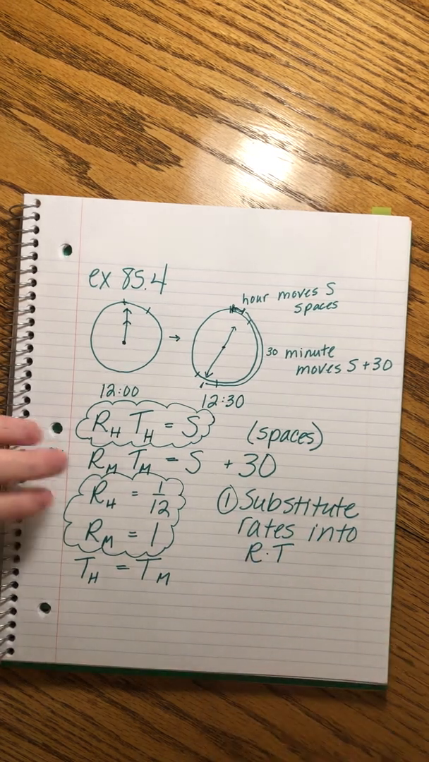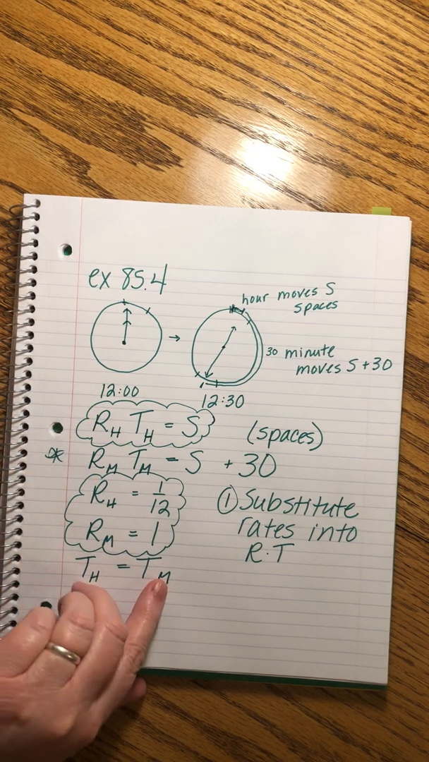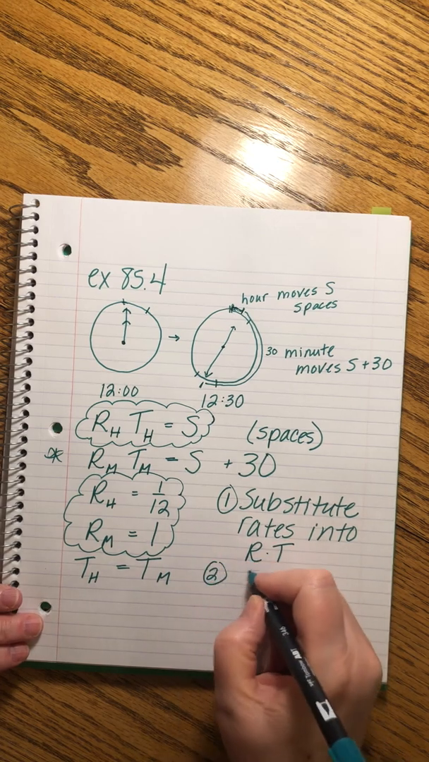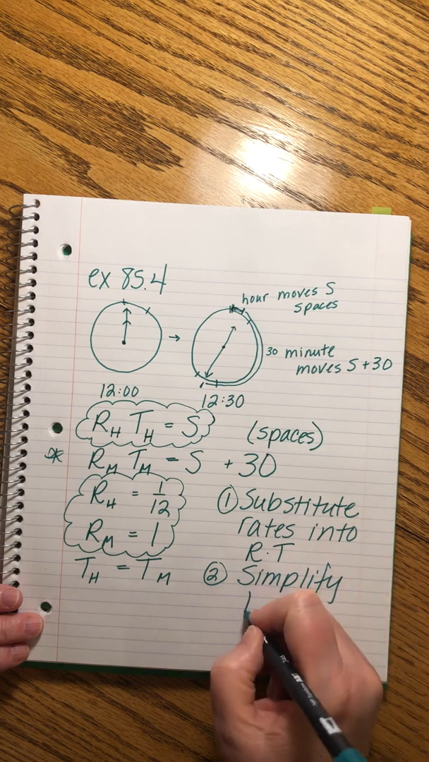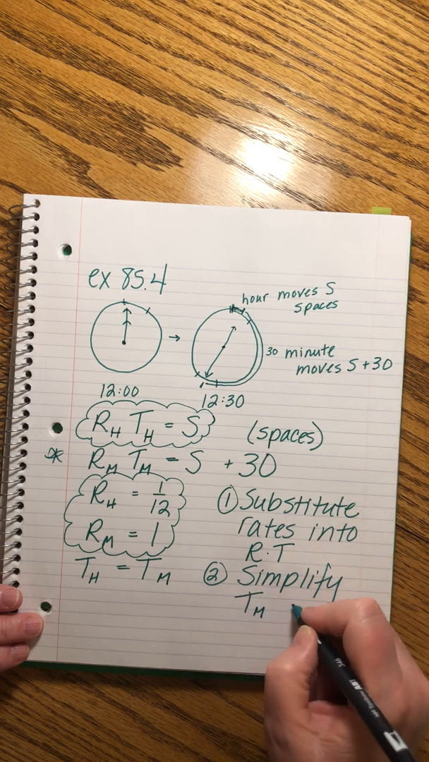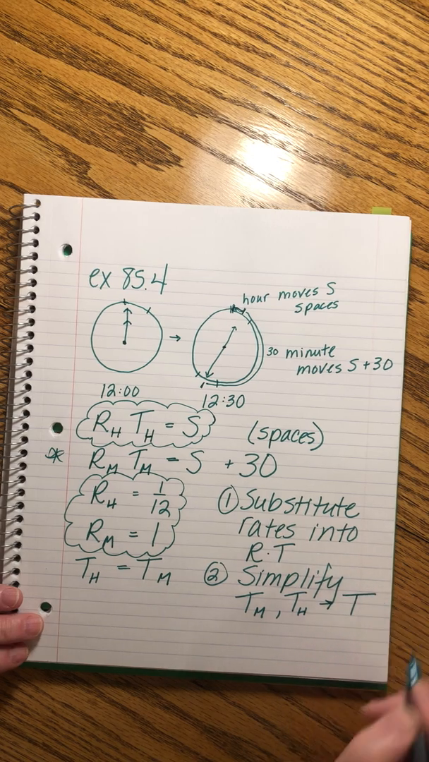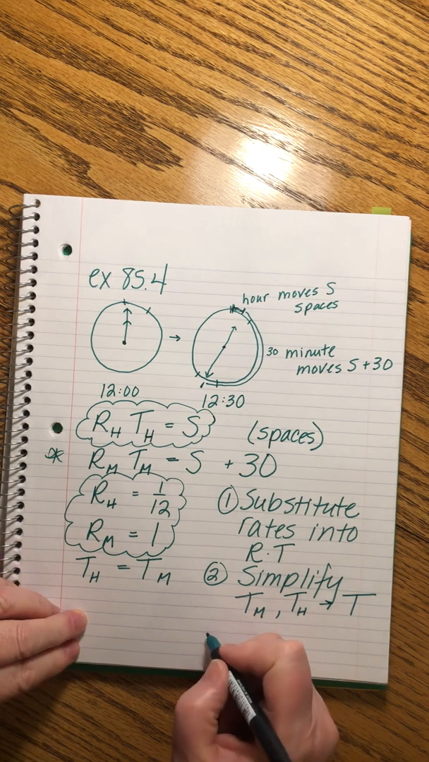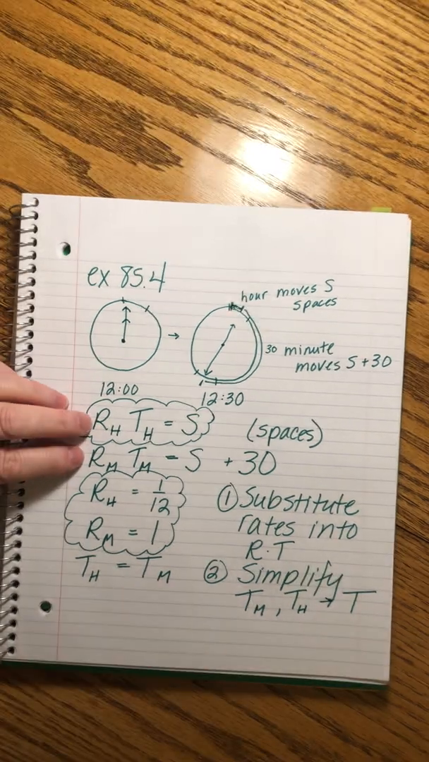All right, so we'll put these 2 rates into these 2. And then because time is equal, we can simplify the time of the minute hand and the time of the hour hand into just plain T. Okay, and then there's a third step that I'll add when we get to the next page.